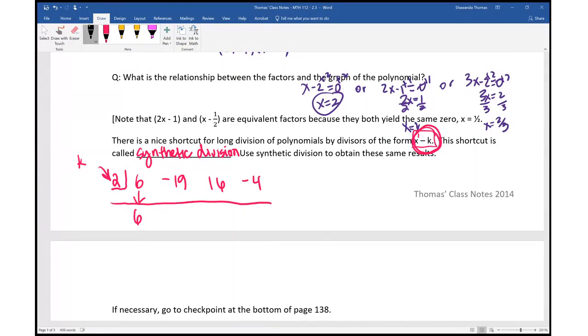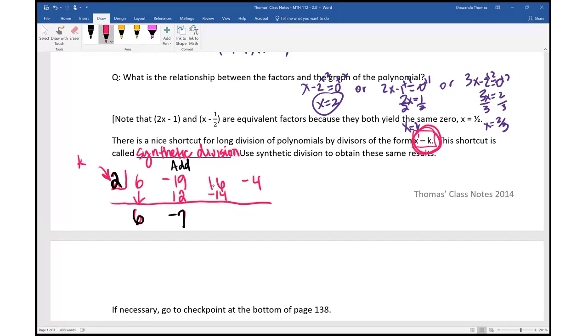Then we're going to multiply whatever we drop down here times the number in the box. That gives us 6 times 2 is 12. We put that number here. We always add the numbers in the column. So negative 19 plus 12 is negative 7. Then again, we multiply the number we just dropped down times the number in the little half box. That's negative 14. We put that number here.